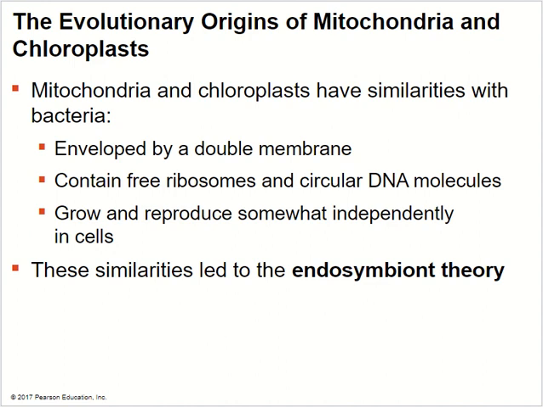Now, mitochondria and chloroplasts have similarities with bacteria. They are enveloped by a double membrane. They contain free ribosomes and circular DNA molecules, separate from the nuclear DNA of cells. They grow and reproduce somewhat independently in cells. These similarities led to the endosymbiont theory.